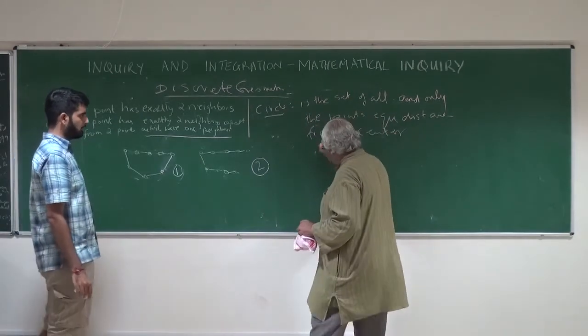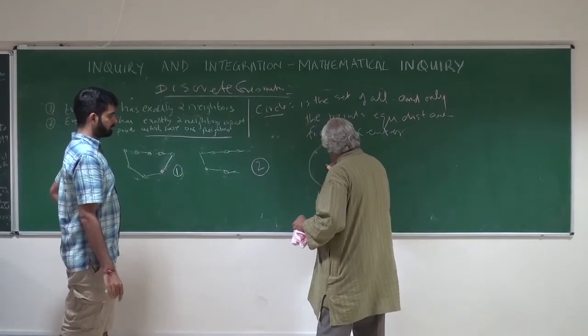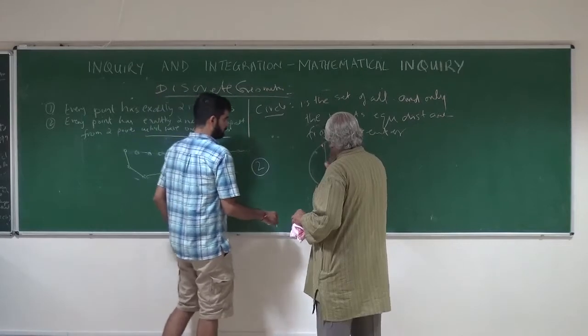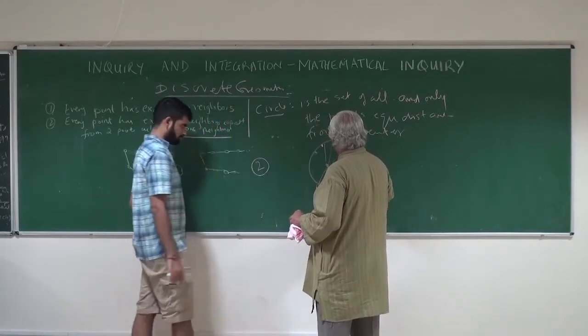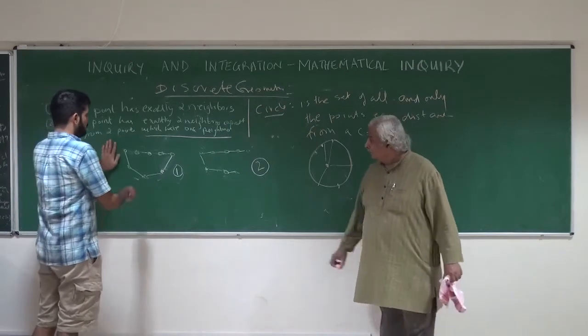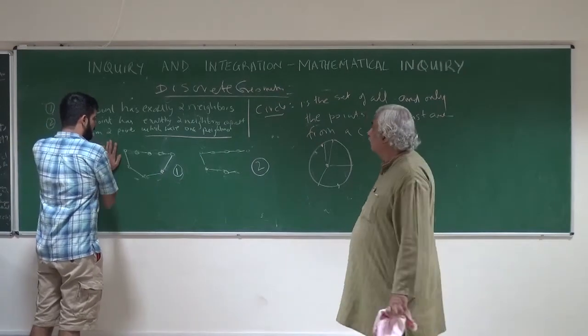Okay. So if you have a circle and a center here, and you take a point here, the distance should be the same, no matter which point you take. And all those points should be included in the circle. That's a circle. So now, what is a circle here?